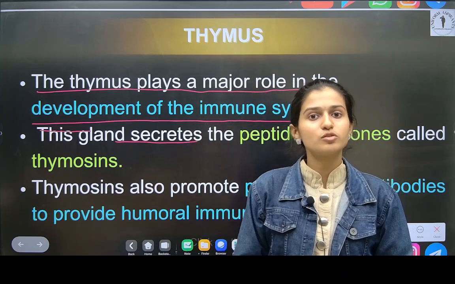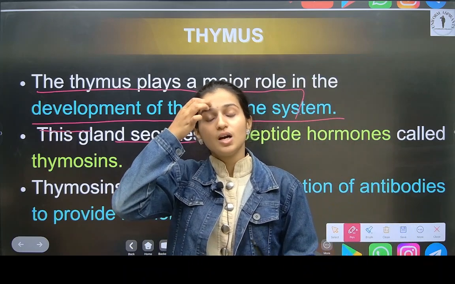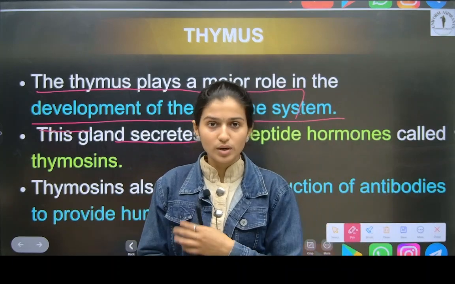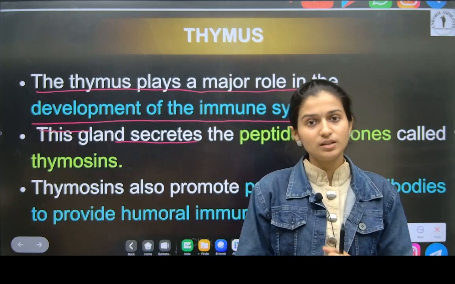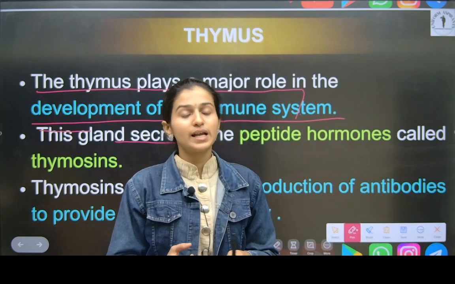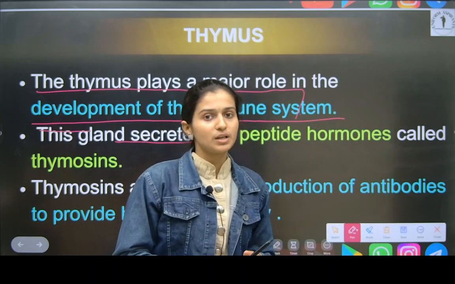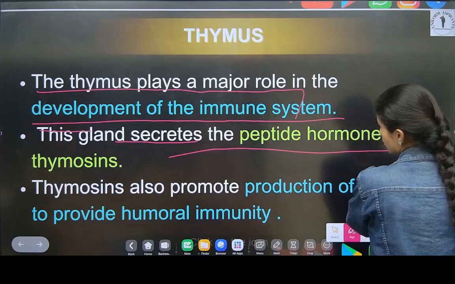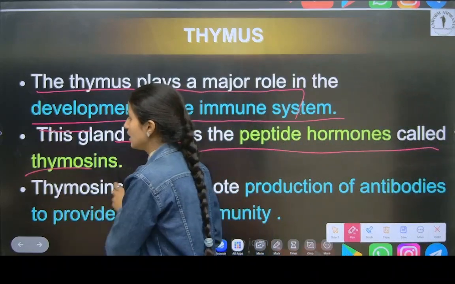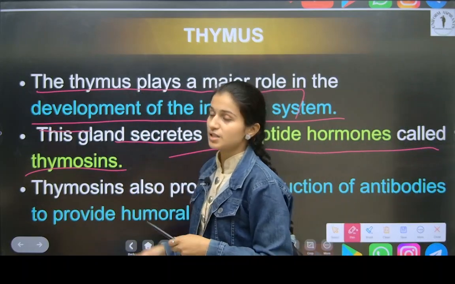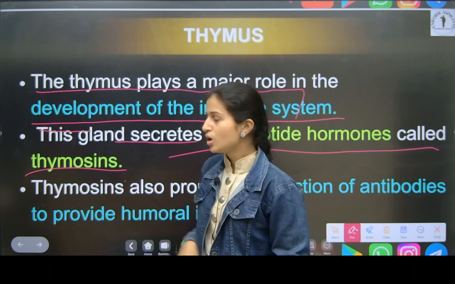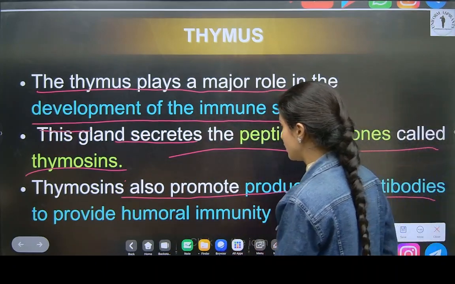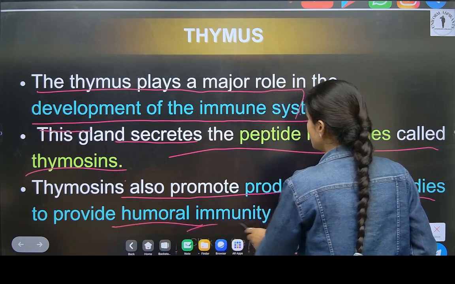We have seen that for viruses there is a vaccine. What does a vaccine do? It helps in increasing the immune system, right? Like that only. This gland secretes peptide hormones called thymosins. Thymosins also promote production of antibodies to produce humoral immunity.